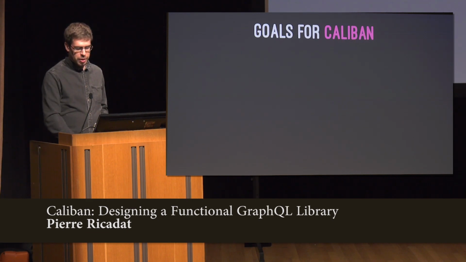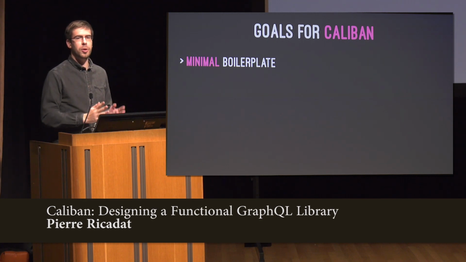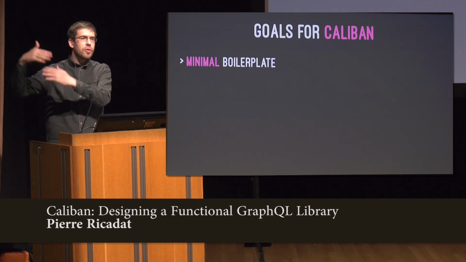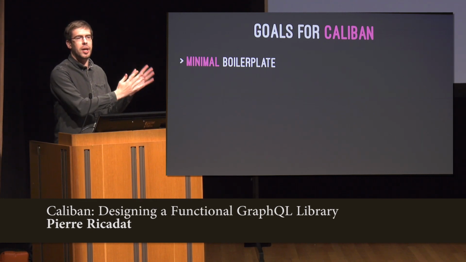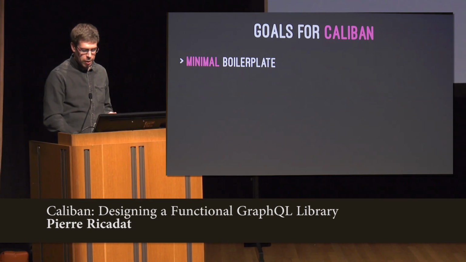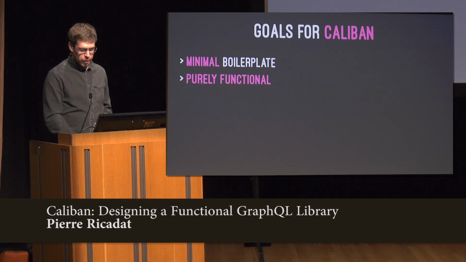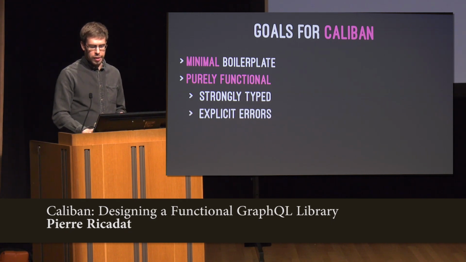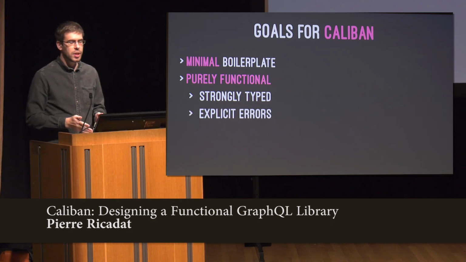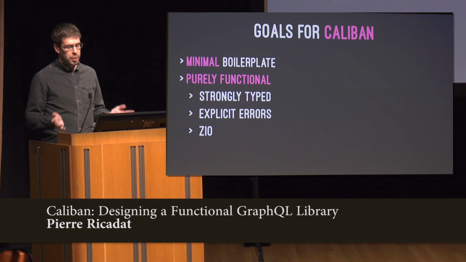So what were my goals when I created Caliban? I wanted really to minimize the boilerplate so that if you already have a lot of code, it wouldn't take too much effort to create a GraphQL API that just calls that code. I wanted it to be purely functional, so everything had to be strongly typed. I wanted explicit errors. Every type had to be referentially transparent.